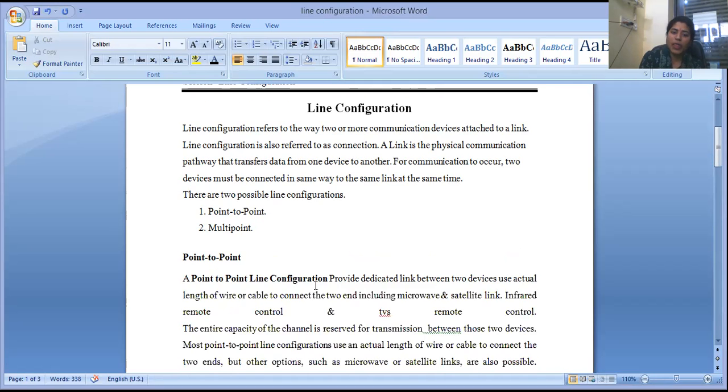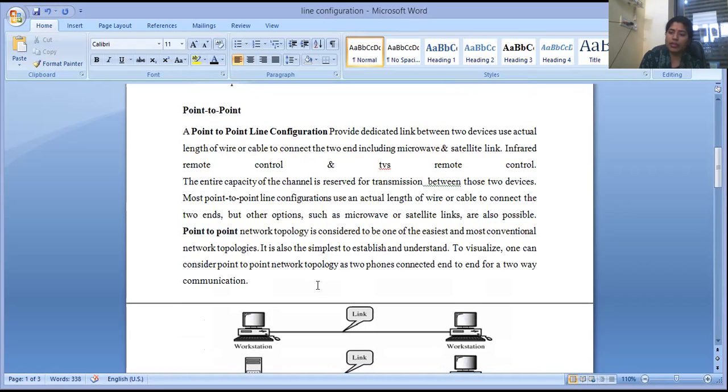Okay, so if you talk about the point to point configuration, a point to point line configuration provides a dedicated link between two devices, using an actual length of wire or cable to connect the two, including microwave and satellite links, infrared remote control, and TV remote controls also. Whenever we are talking about point to point, you can also say line to line. Point to point communication is what?